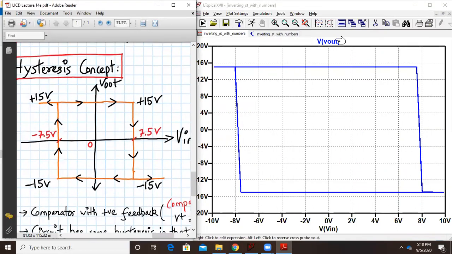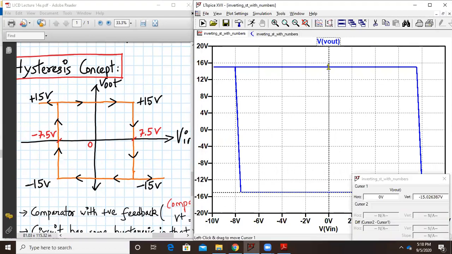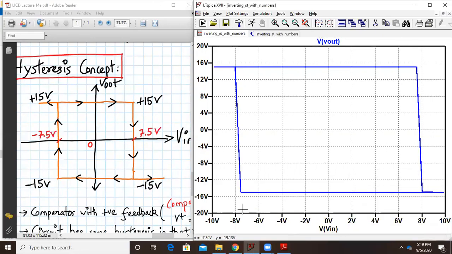So this was close to 15. Let us check that. Yeah, here it is plus 15.0, and down it is minus 15.0, as you can see very clearly. So these are the values which we are getting perfectly fine. And around this zero point, let me check that. This will be close to 7.62 and minus 7.62, whatever we have considered earlier. So this way the hysteresis curve is also working fine for this inverting Schmidt trigger.